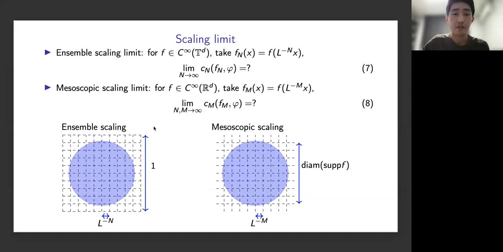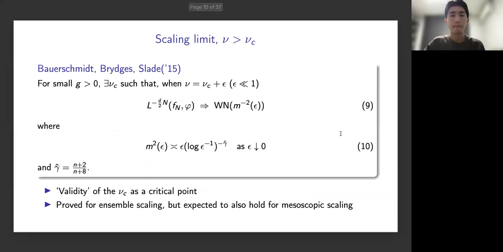And then there are also macroscopic scaling limits that I have written for the Aizenman and Duminil-Copin results. I'll be talking about that later. So the first scaling limit result is about when nu is strictly greater than nu_c, and it is a result due to Bauerschmidt, Brydges and Slade.